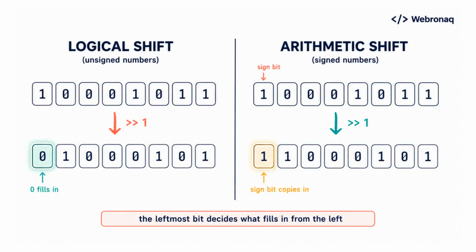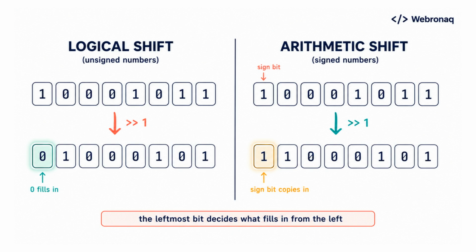Here's the part that catches people off guard. There are actually two kinds of right shift, and which one you get depends on whether your number is signed or unsigned. We covered signed numbers and the signed bit in the previous video on 2's complement, so I'll keep this quick. On the left, we have a logical shift. This is what happens with unsigned numbers, the kind that are always positive. Bits slide right and a 0 fills in from the left.